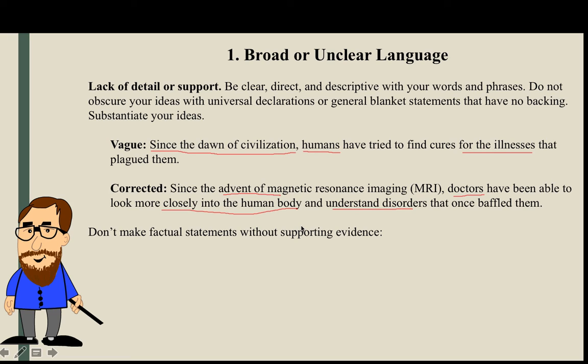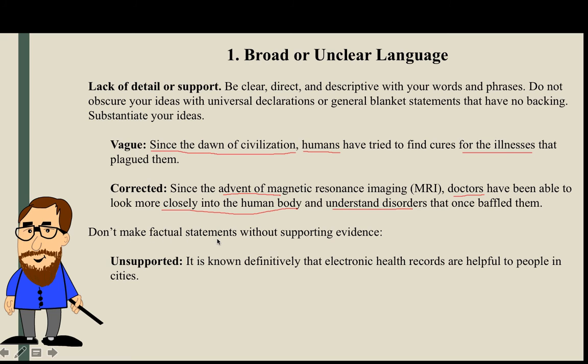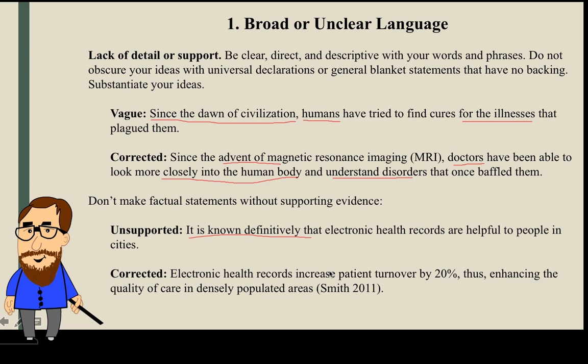One of the other issues with broad or unclear language is that it ends up having you make factual statements without supporting evidence. For example, when somebody says, "It is known definitively that electronic health records are helpful to people in cities." Well, "it is known definitively," which I just underlined, makes it a factual statement that health records, electronic health records, are helpful to people in cities. But it doesn't really tell us, as a standalone sentence, how that's possible. It just tells us without supporting it.